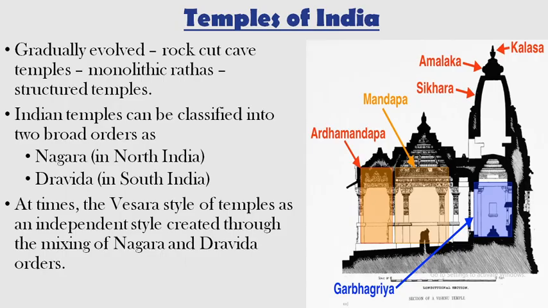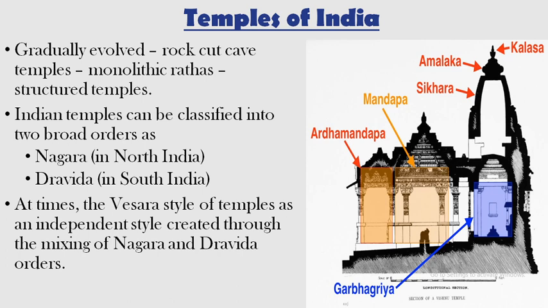So having said that, let's see today the first part of temple architecture of India under the heading Temples of India. If you see in the image here, you have the different basic parts of an Indian temple, wherein you have a kalasha at the top of the temple, under that an amalaka, then a shikara, then a mantapa, garbhagriha and ardha mantapa.